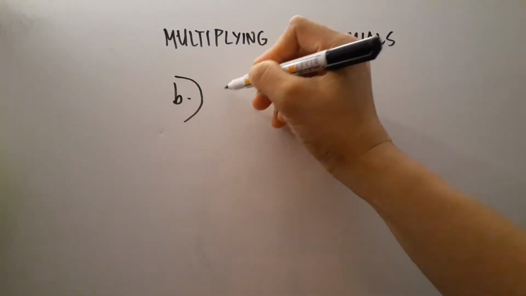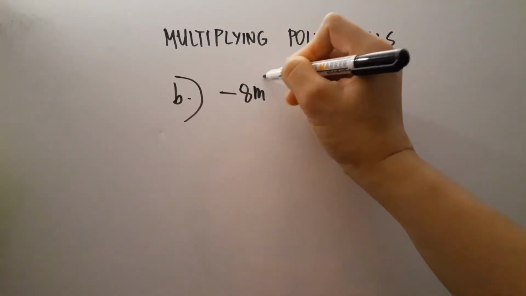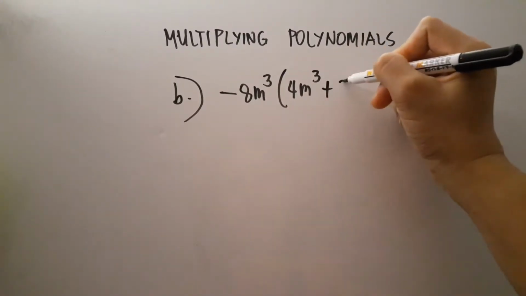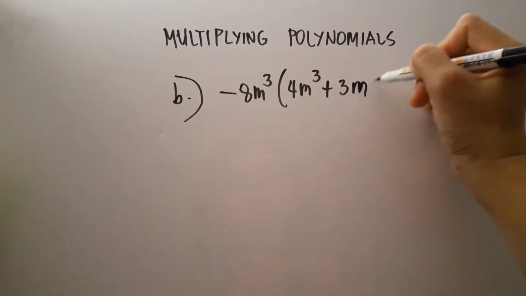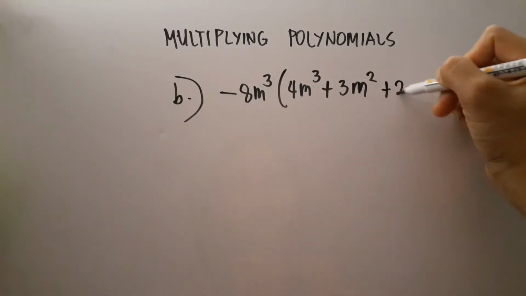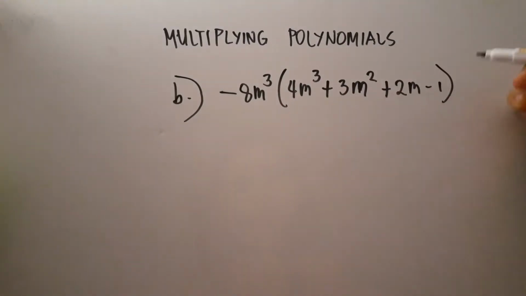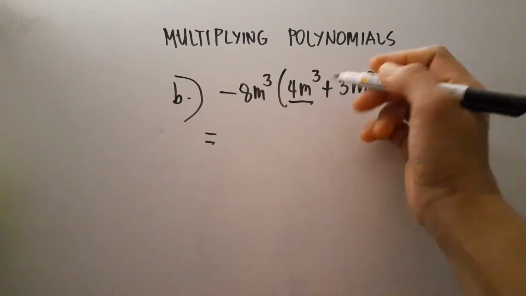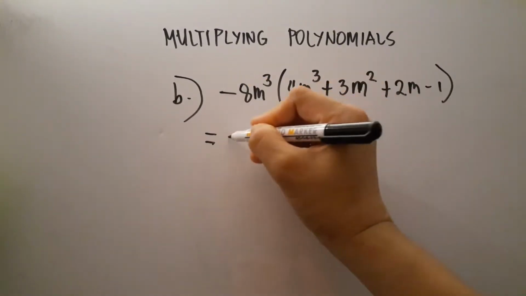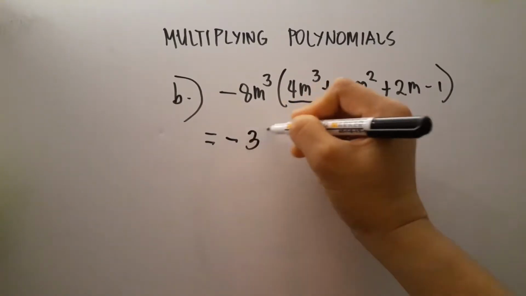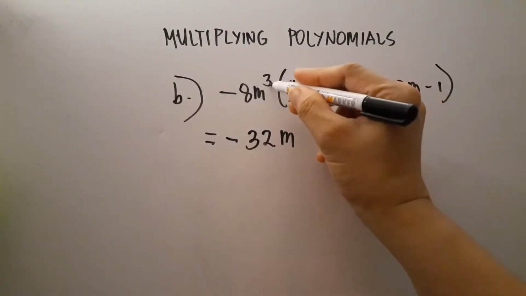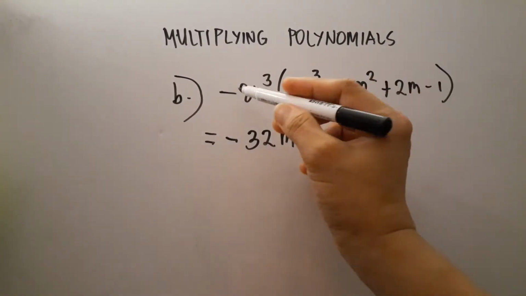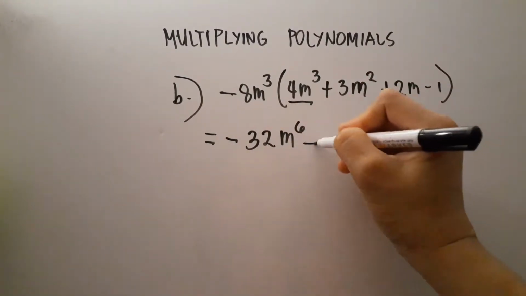And we can now have example letter B, negative 8m cubed times the quantity of 4m cubed plus 3m squared plus 2m negative 1. You can see we multiply first. Negative 8m cubed times 4m cubed becomes negative 32m to the 6.